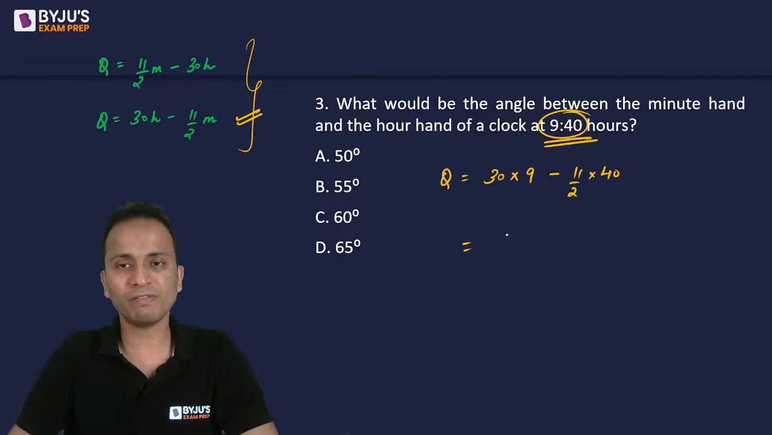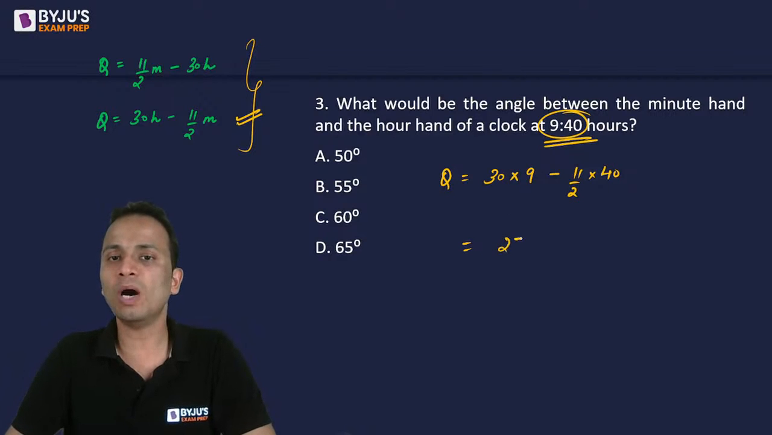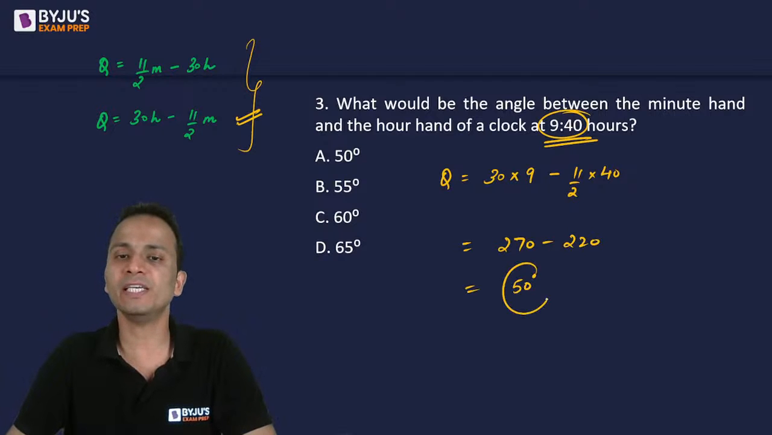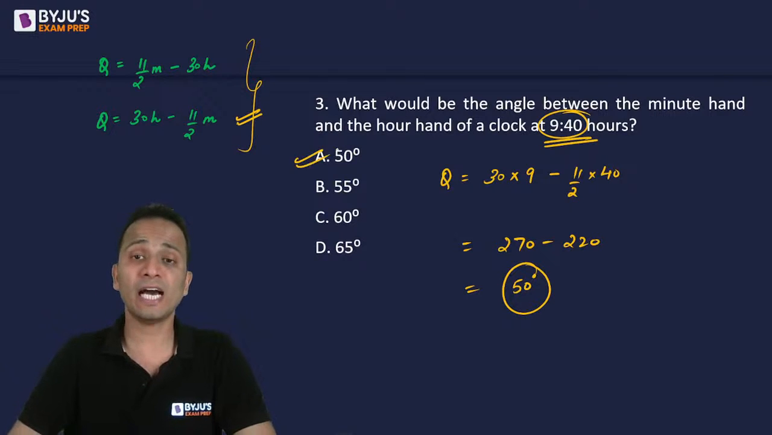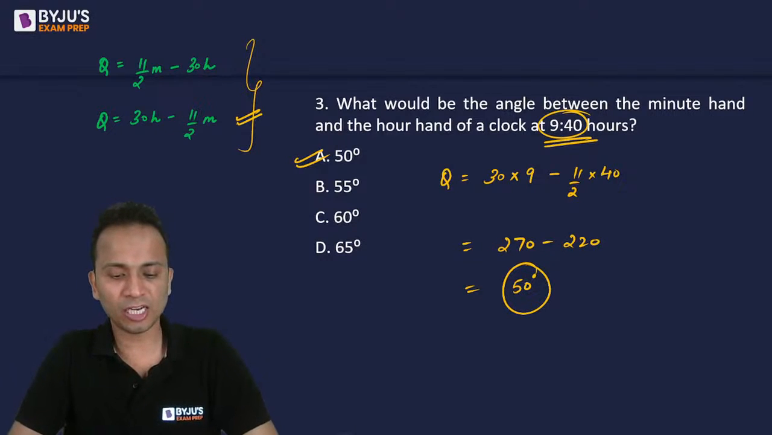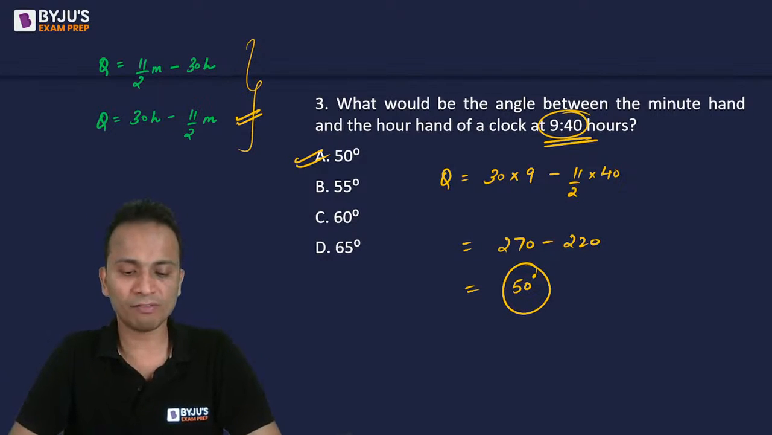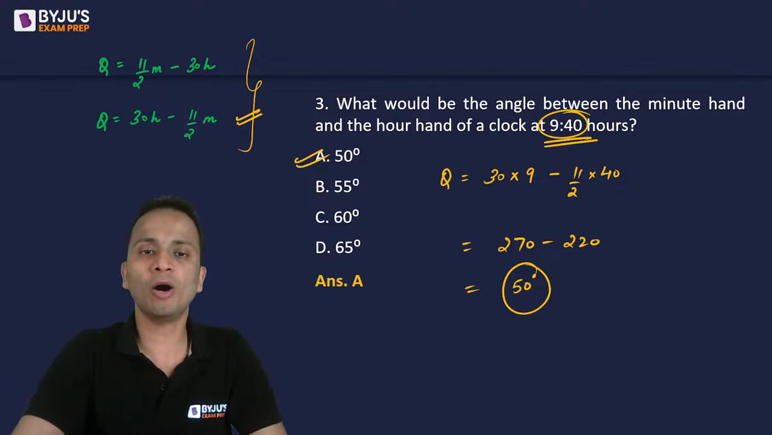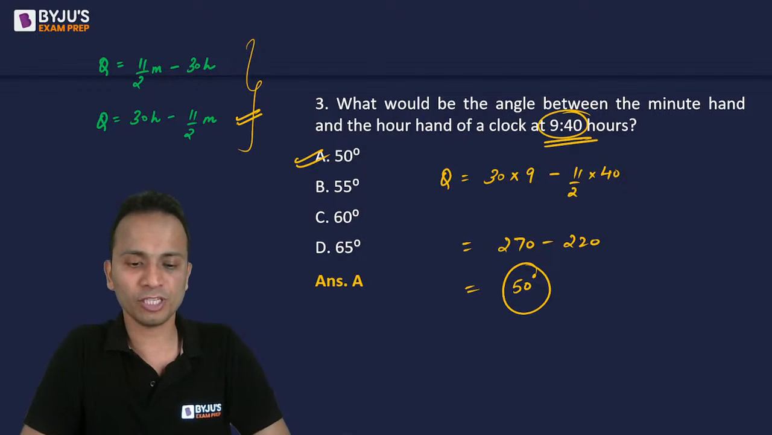Substituting the values, 270 minus 220, the correct answer comes out to be 50 degrees. So 50 degrees is the angle between the hour hand and the minute hand. Nidhi and Ishank, both of you have given a correct answer. Good. So 50, option A is the correct answer for this one.